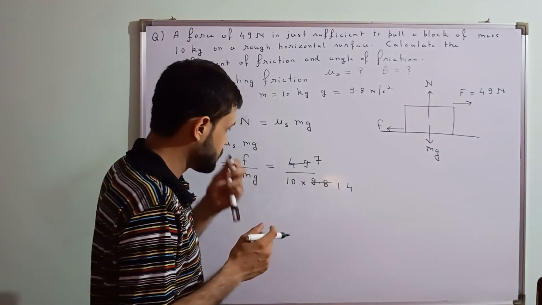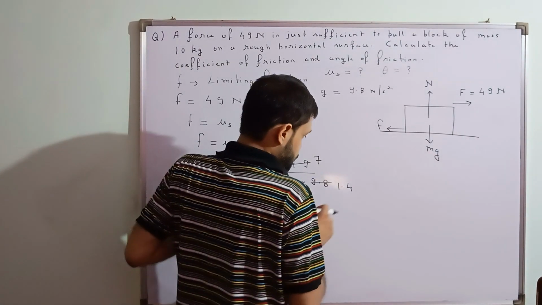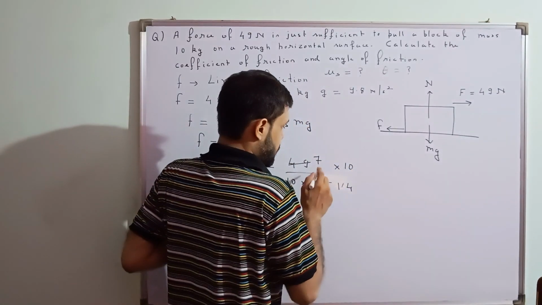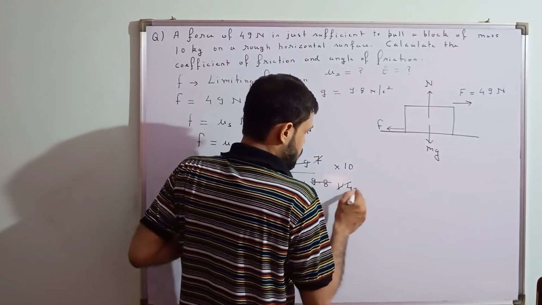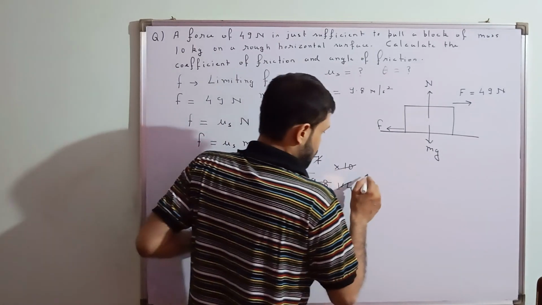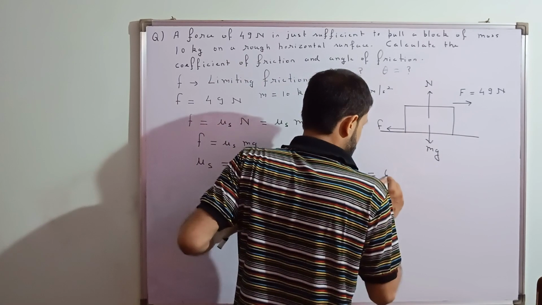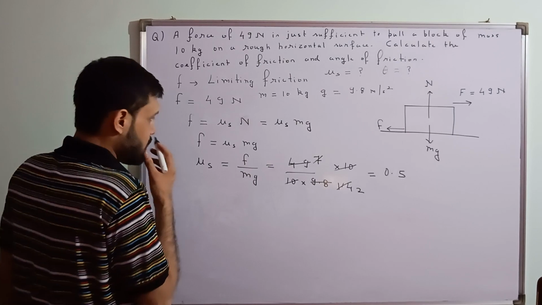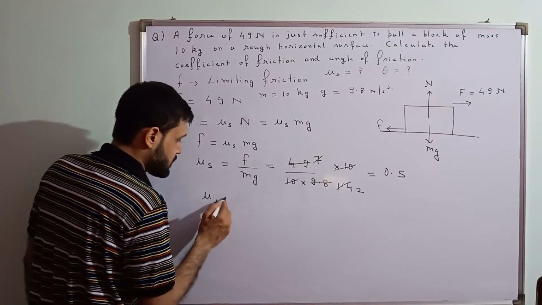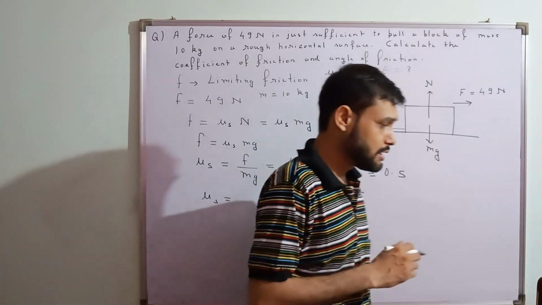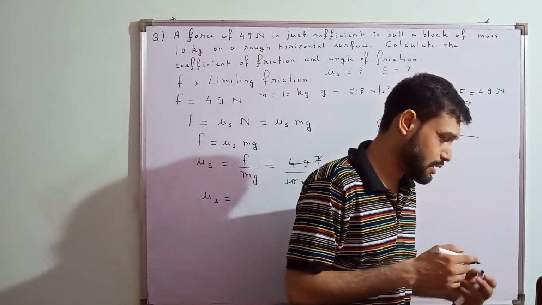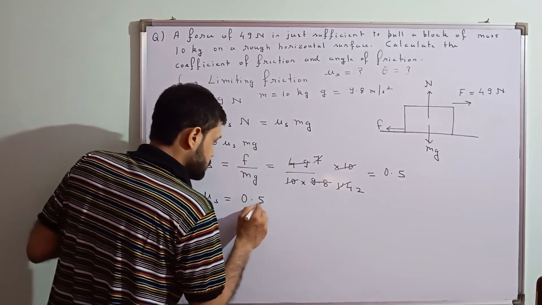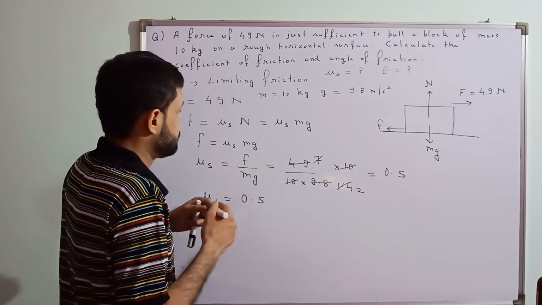So this becomes 1.4, and if I remove the decimal, it becomes 10 over here, and then 2 over here, and 10 will get cancelled. What I am getting is that the coefficient of friction is 0.5. The coefficient of friction is just a ratio, a number, so it does not have any unit.